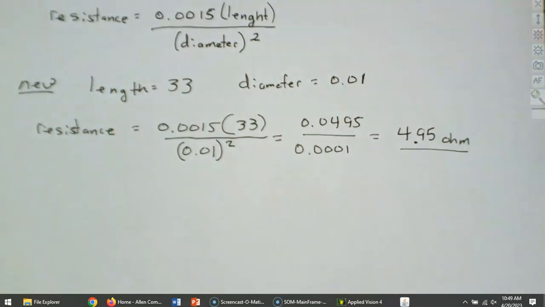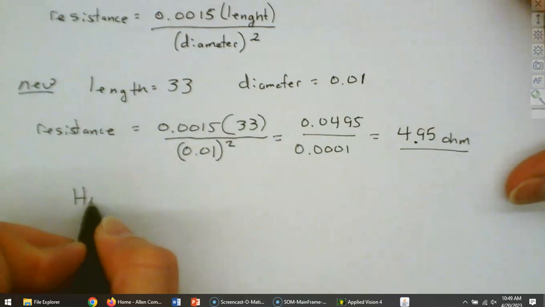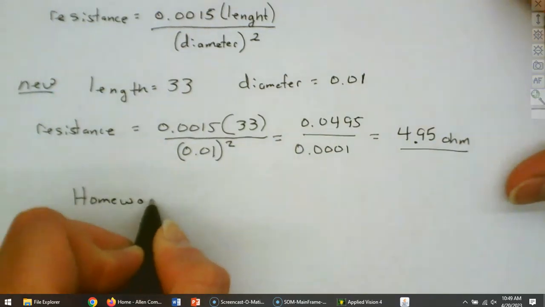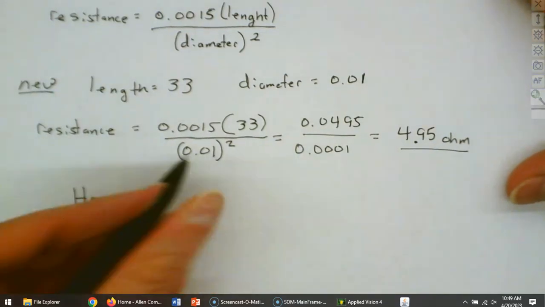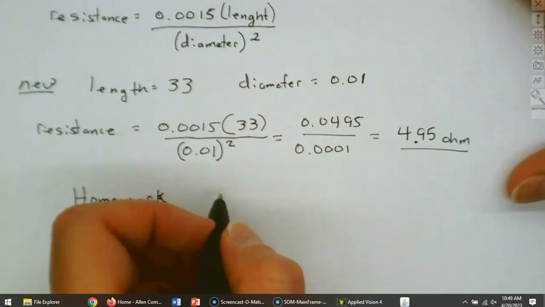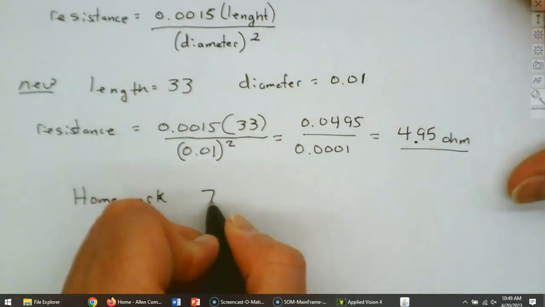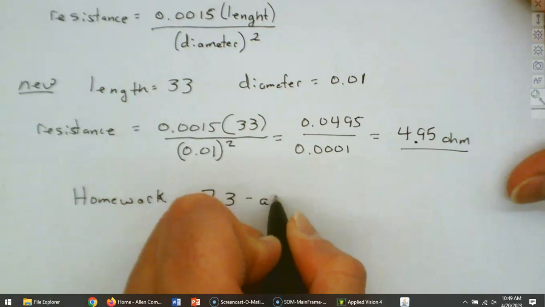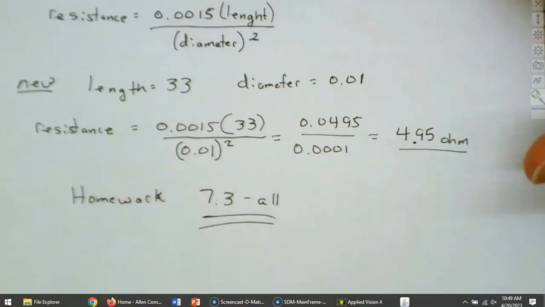So what's our homework? Well, your homework now is going to be, again, 6.5 and 6.6. You can do those. And today we did 7.3, and you can do all of those.